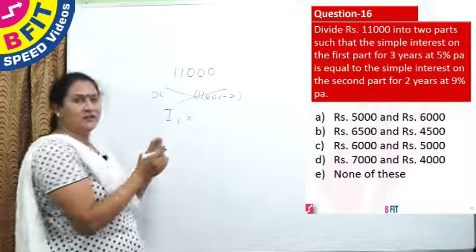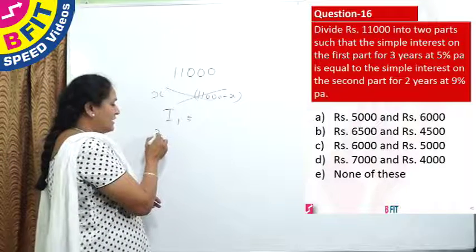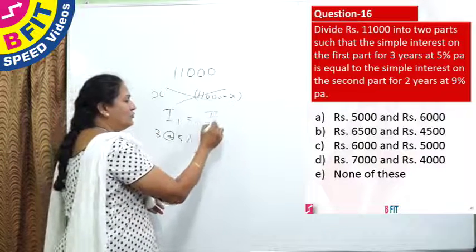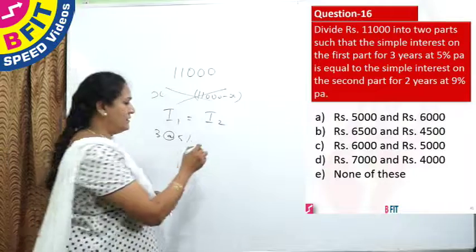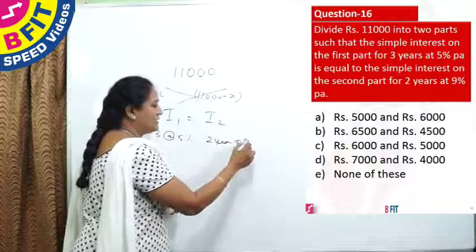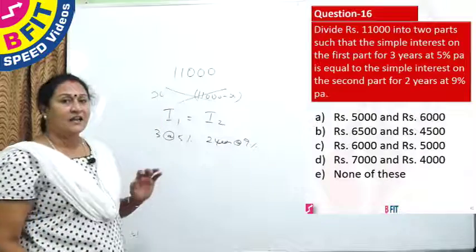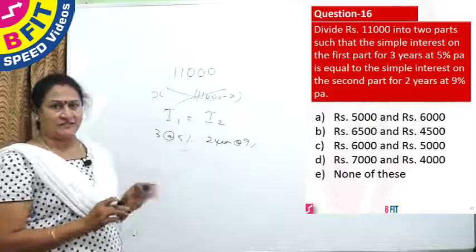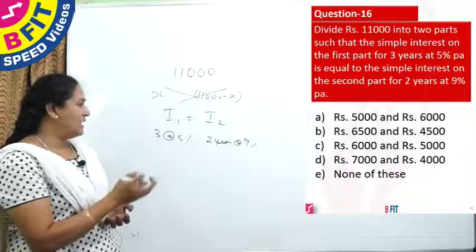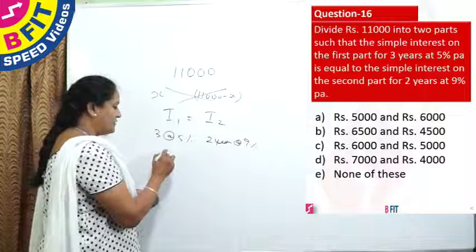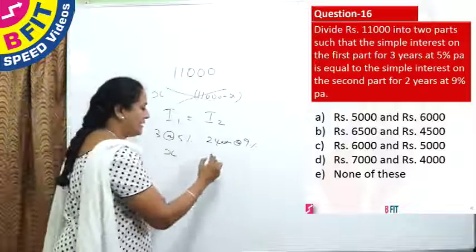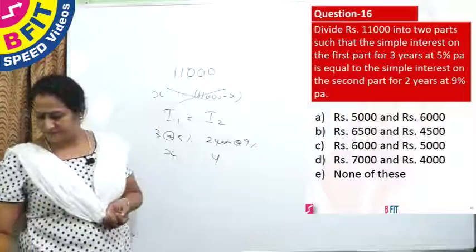I'll take interest 1 in this condition for 3 years at 5% and interest 2, which is invested for 2 years at 9%. And I'll get the ratio of this investment and then divide this 11,000 accordingly. I'll assume in this interest 1, he invests X rupees, and in this part he is investing Y rupees.